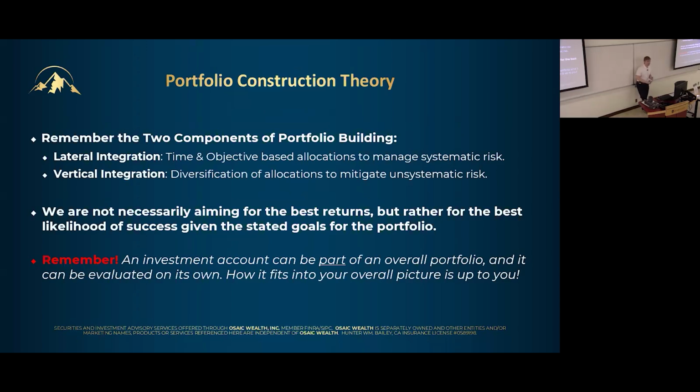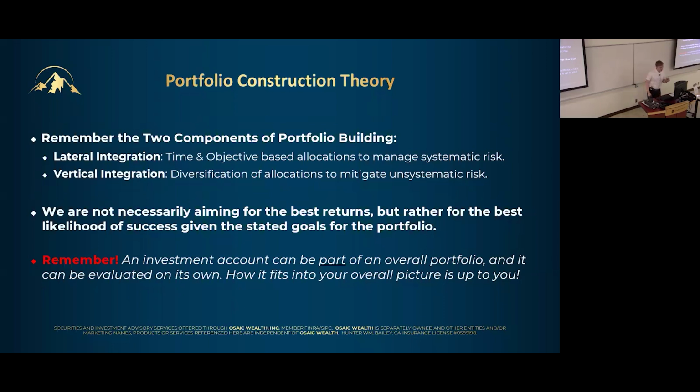First of all, being lateral integration, looking at our time and objective-based allocations, thinking about what are we doing in the short term, what are we doing in the immediate term, what are we doing in the long term, and how are we serving those needs. Using vertical integration to diversify among types of asset classes and mitigate our unsystematic risk, any of those unique, idiosyncratic, all those fun words. Make sure that we're not taking on any specific risk too much.